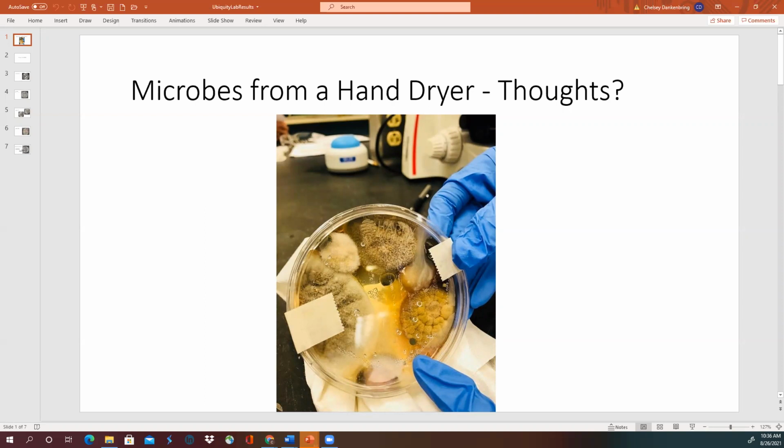Now, just because something grows ugly and scary doesn't mean it actually is dangerous to our well-being, right? We do go into these restrooms and we use these hand dryers all the time, and we don't typically get sick, right? So yes, it's not a pretty picture, but this doesn't mean you should never use a hand dryer, okay? All right, so let's quickly walk through the background of this lab.